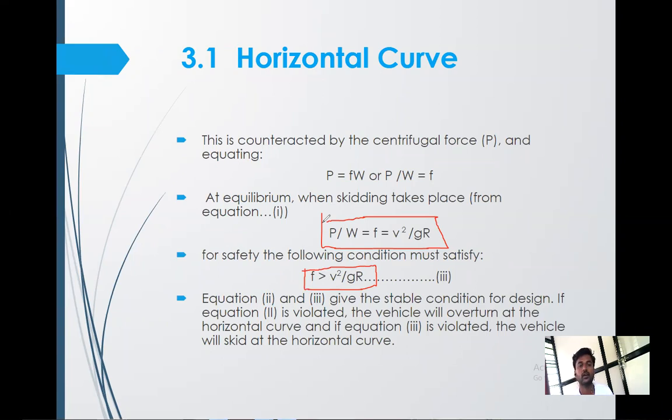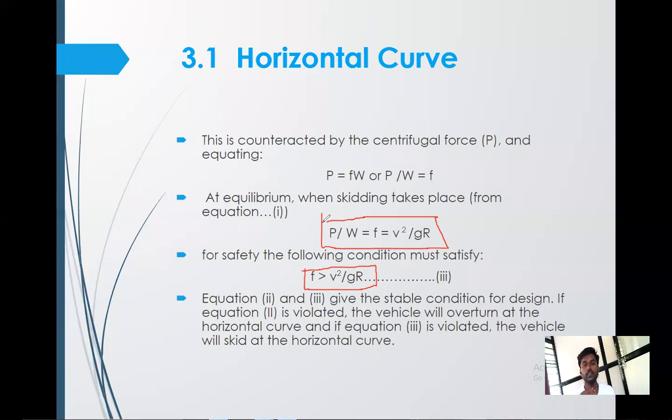In the next line, write down: for safety, the following condition must be satisfied. Next line: f is greater than V square upon gR. What does this formula indicate? What is V square upon gR? It is the centrifugal ratio.